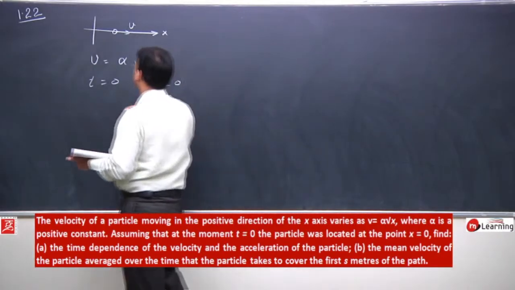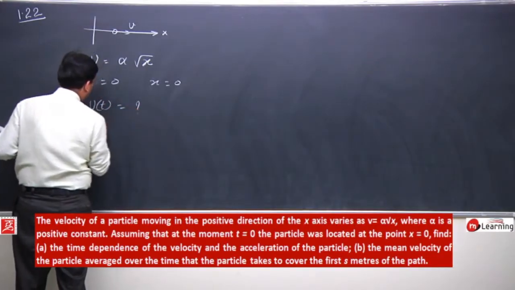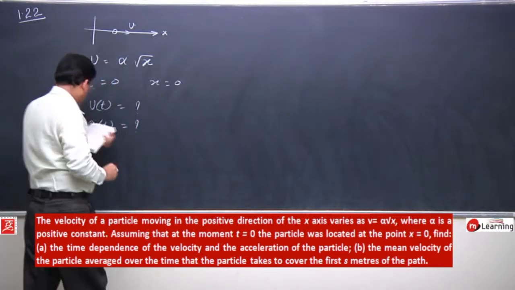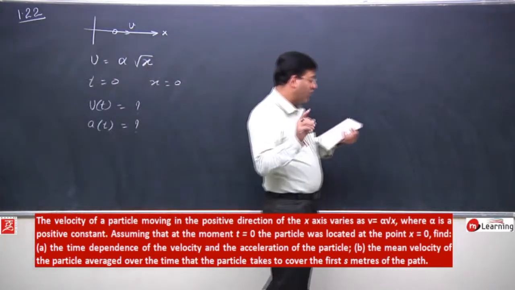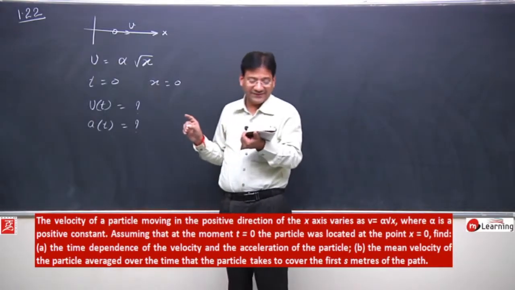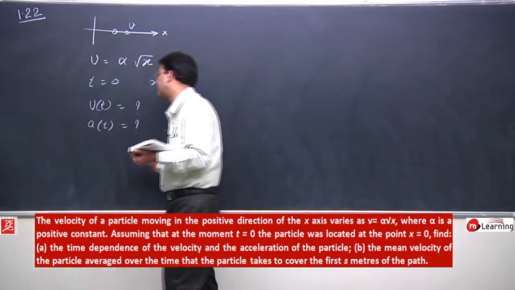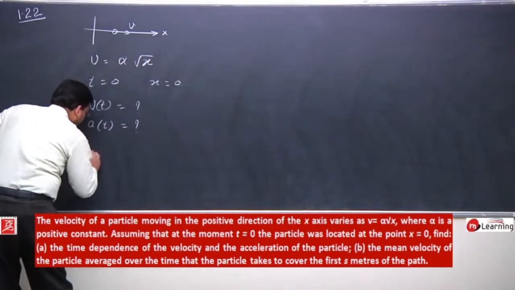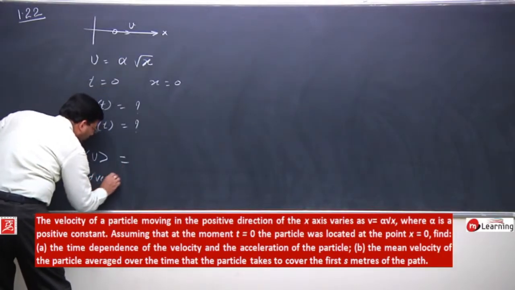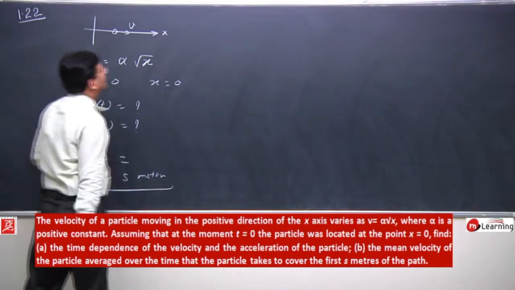They have asked us what is velocity as a function of time, and what is acceleration as a function of time. Also, the mean velocity of the particle averaged over the time that the particle takes to cover the first s meters of path. Mean velocity over s meters. This is the problem.